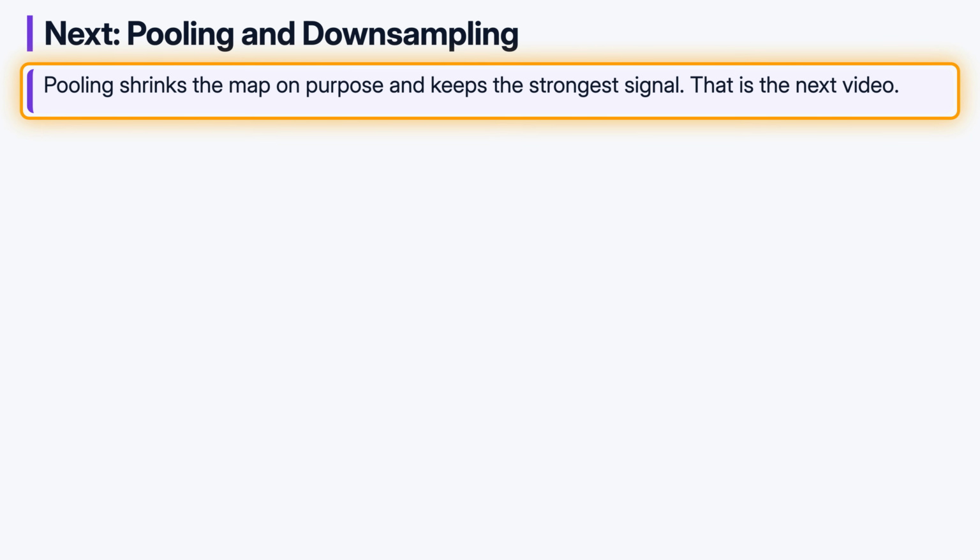That is the output shape settled. Next, we'll look at pooling. Pooling shrinks the map on purpose and keeps the strongest signal.